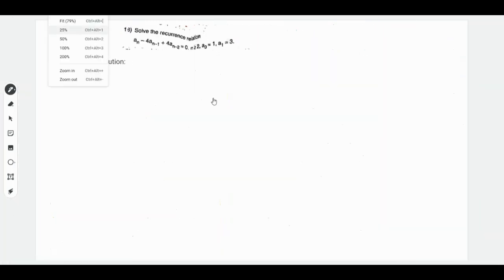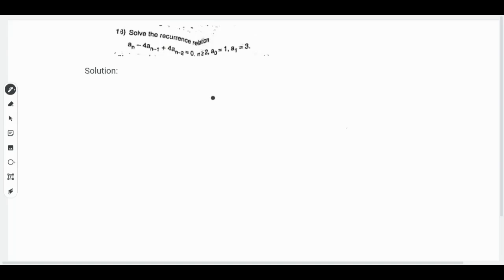So the next question is a_n minus 4a_(n minus 1) plus a_(n minus 2) is 0. We need to find the recurrence relation for the given term. So what we are going to do is, let me put a_n as capital A d power n. So we get A d power n minus 4 A d power n minus 1 plus A d power n minus 2, that will equal 0.